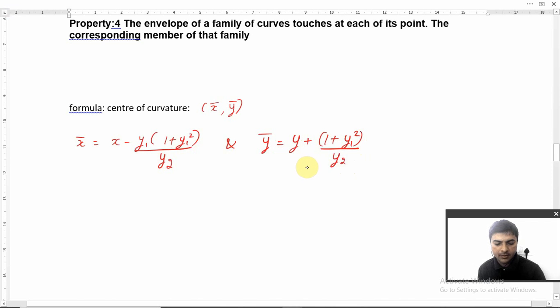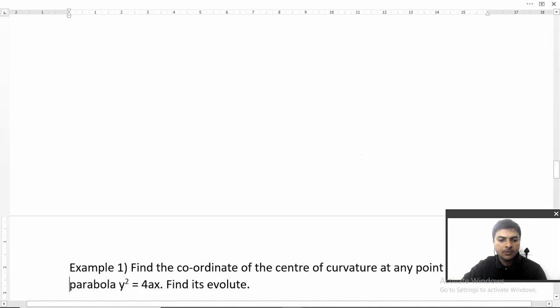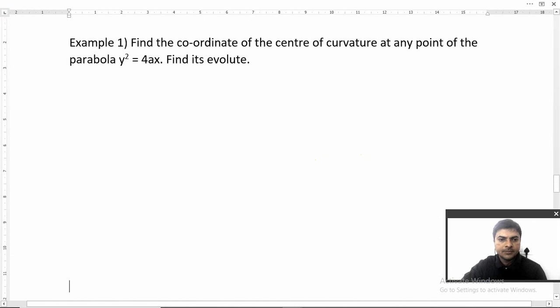What is the evolute, students? Okay, here we go. I can take the same formula here. Find the coordinates of the center of curvature at any point of the parabola they have given here. It is a very simple example, and we'll quickly finish this.